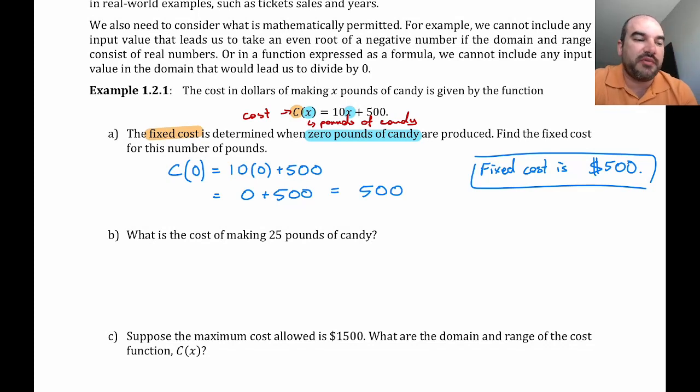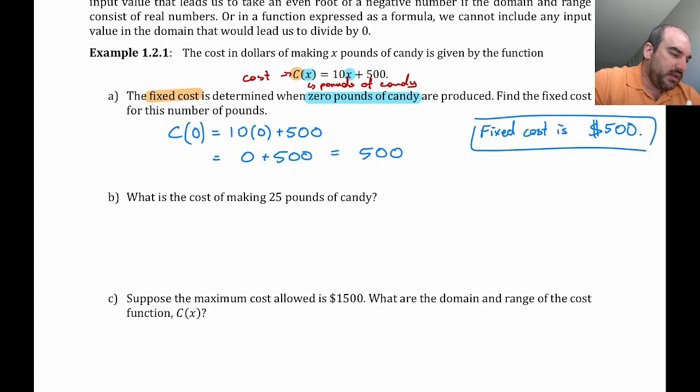If you just wrote $500, as long as you put dollars on it, I don't really mind if you didn't write the whole sentence. But just make sure you're aware of units. This is essentially a word problem talking about real world things. So if it's telling you pounds of candy, that's a unit. If it's telling you cost in dollars, that's a unit. So make sure your answer has units in it.